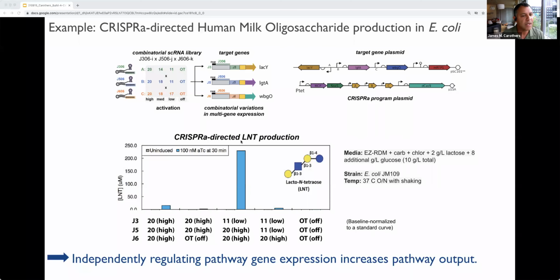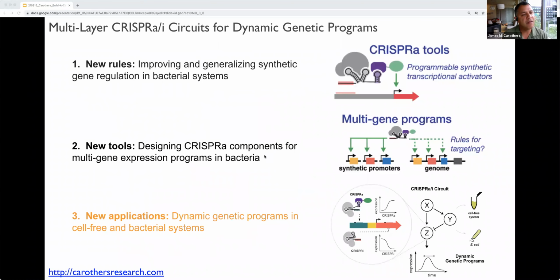All right. So what I've just shown you is that we can use the rules that we uncovered through our systematic characterization of promoters to design CRISPR activation components for multi-gene expression programs in a couple of different bacteria. I've shown you in Pseudomonas fluorescens and in E. coli at least one example of an engineered pathway, and we're working on other engineered pathways as well.